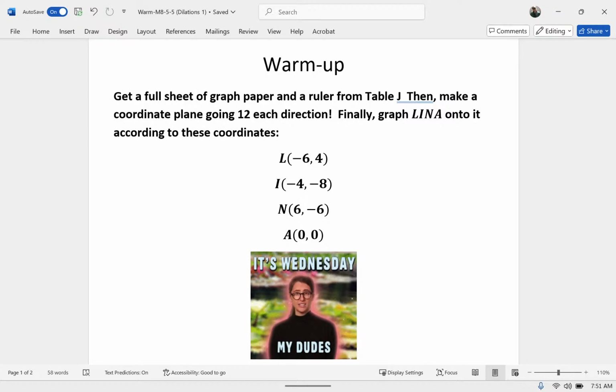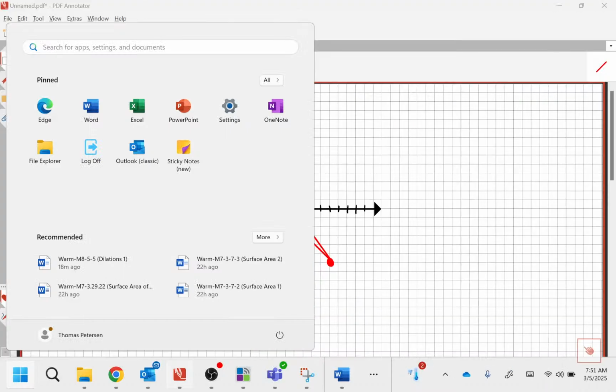Then make a coordinate plane going 12 each direction. Also, there should be a little period here. There you go. Finally, graph Lena onto it according to these coordinates. There it is. You're going to want to have it look like this. So pause the video, graph that, and it should look something like this.